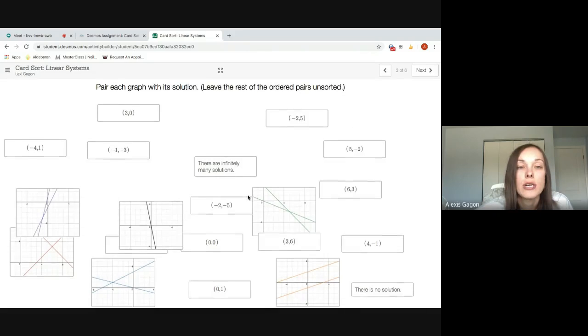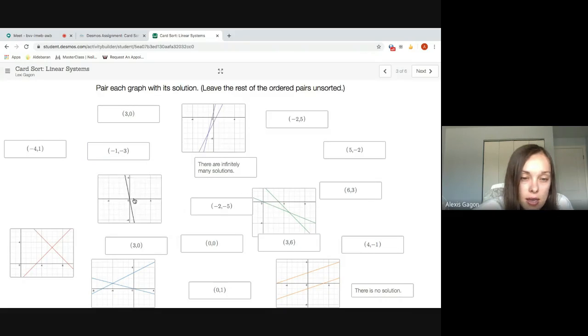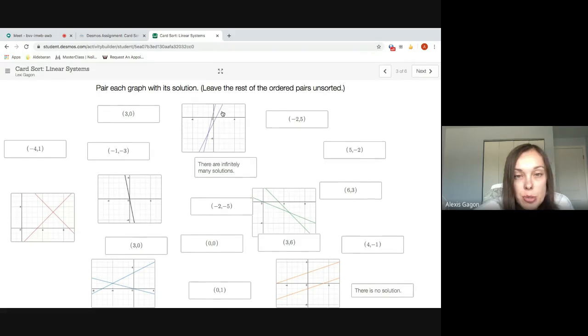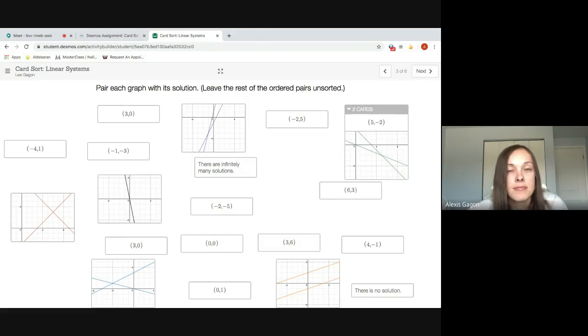Again, pretty straightforward. This one, you're looking at graphs, and I wish these were a little bit more organized, but you have to find where they're crossing. So like this one would be 5, -2. So then this would just go on that. Okay, and there might be some that don't go with anything.